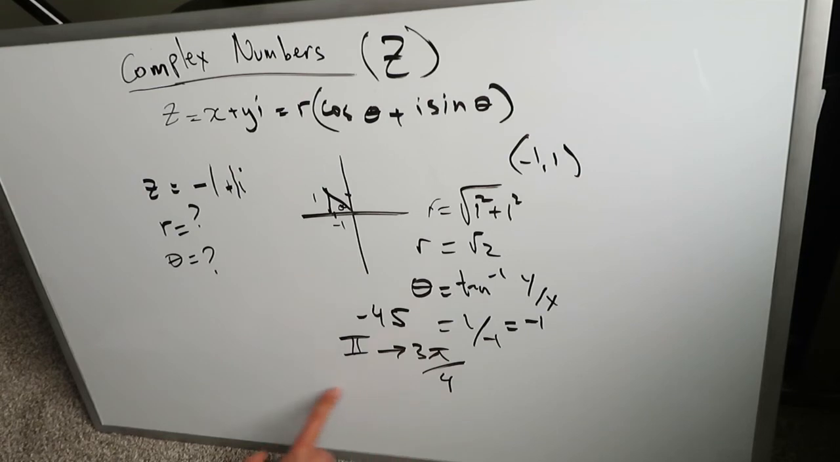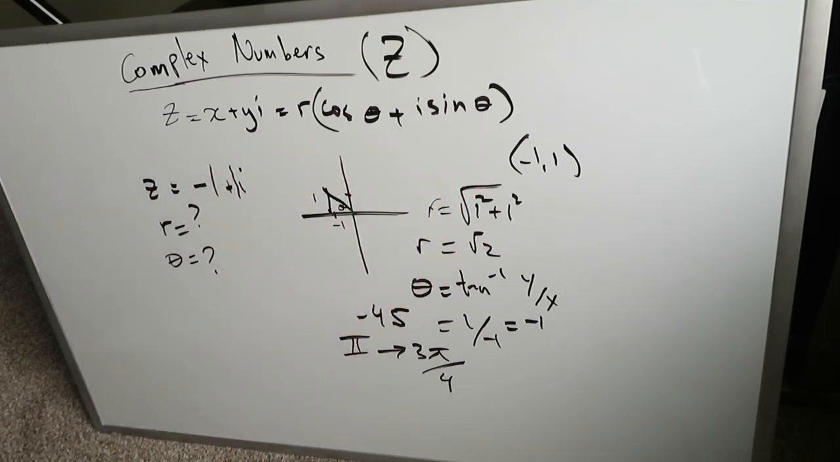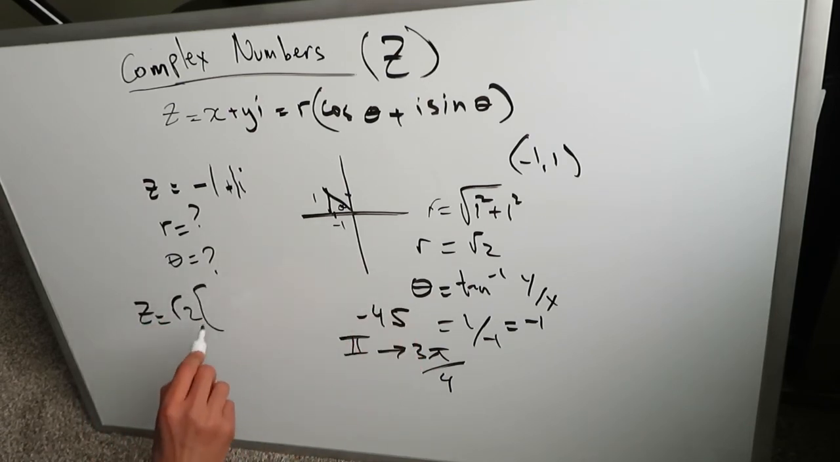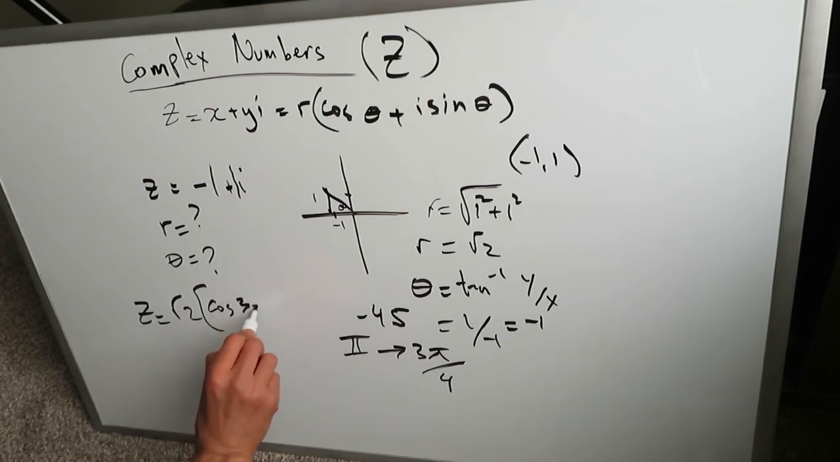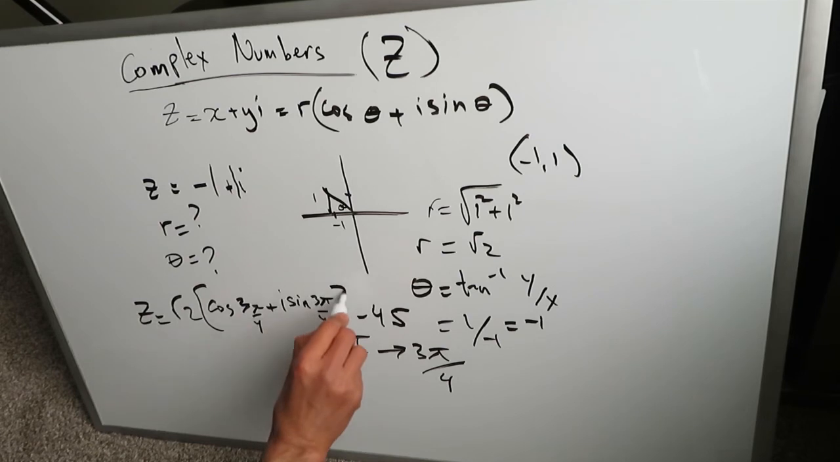This is material that I presented in the Fundamentals of Trigonometry video, where you should memorize these radians. 3 pi over 4 is 135 degrees. So now you've got your argument and your modulus, you have everything you need to write this in your polar form. Your answer is going to be this: z is equal to root 2 cosine 3 pi over 4 plus i sine 3 pi over 4, and you're done.